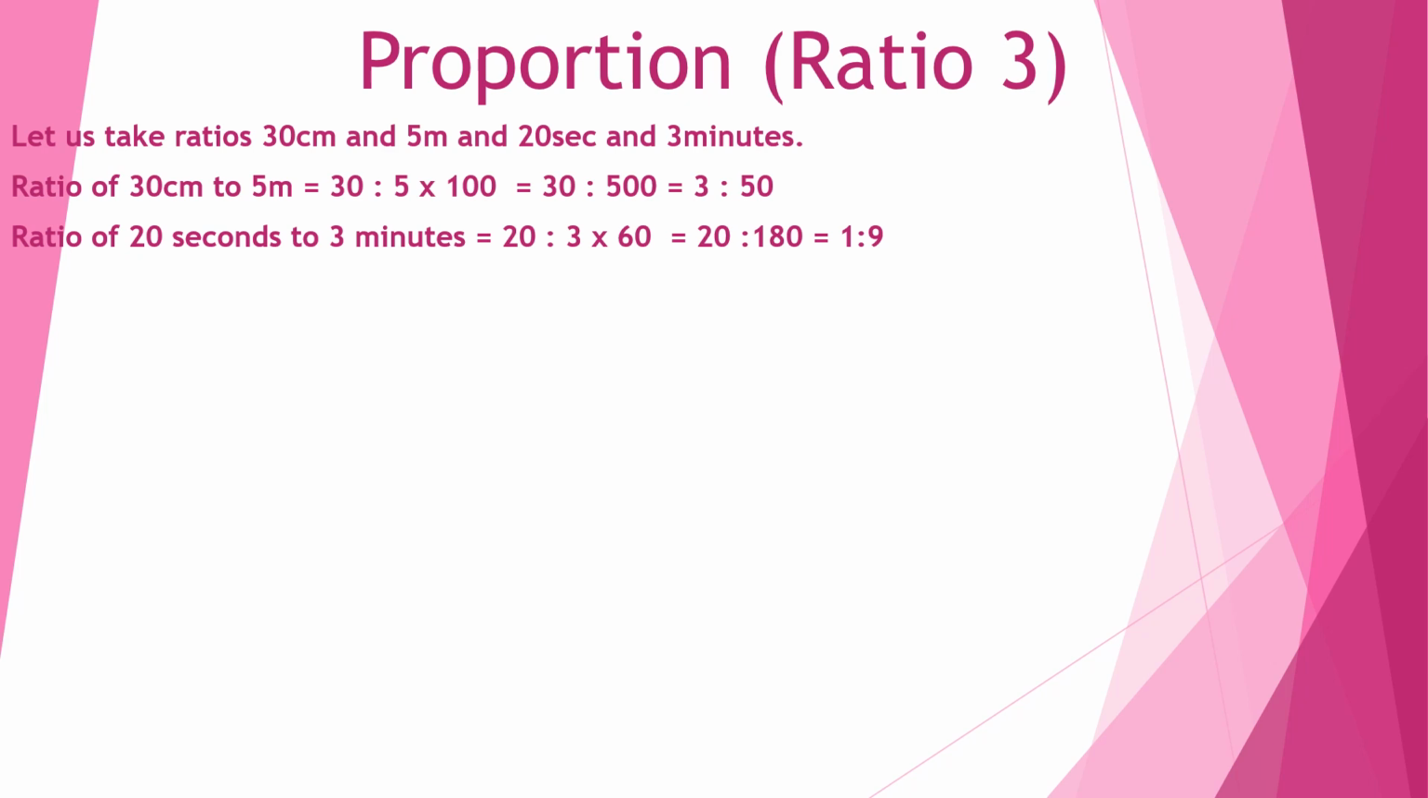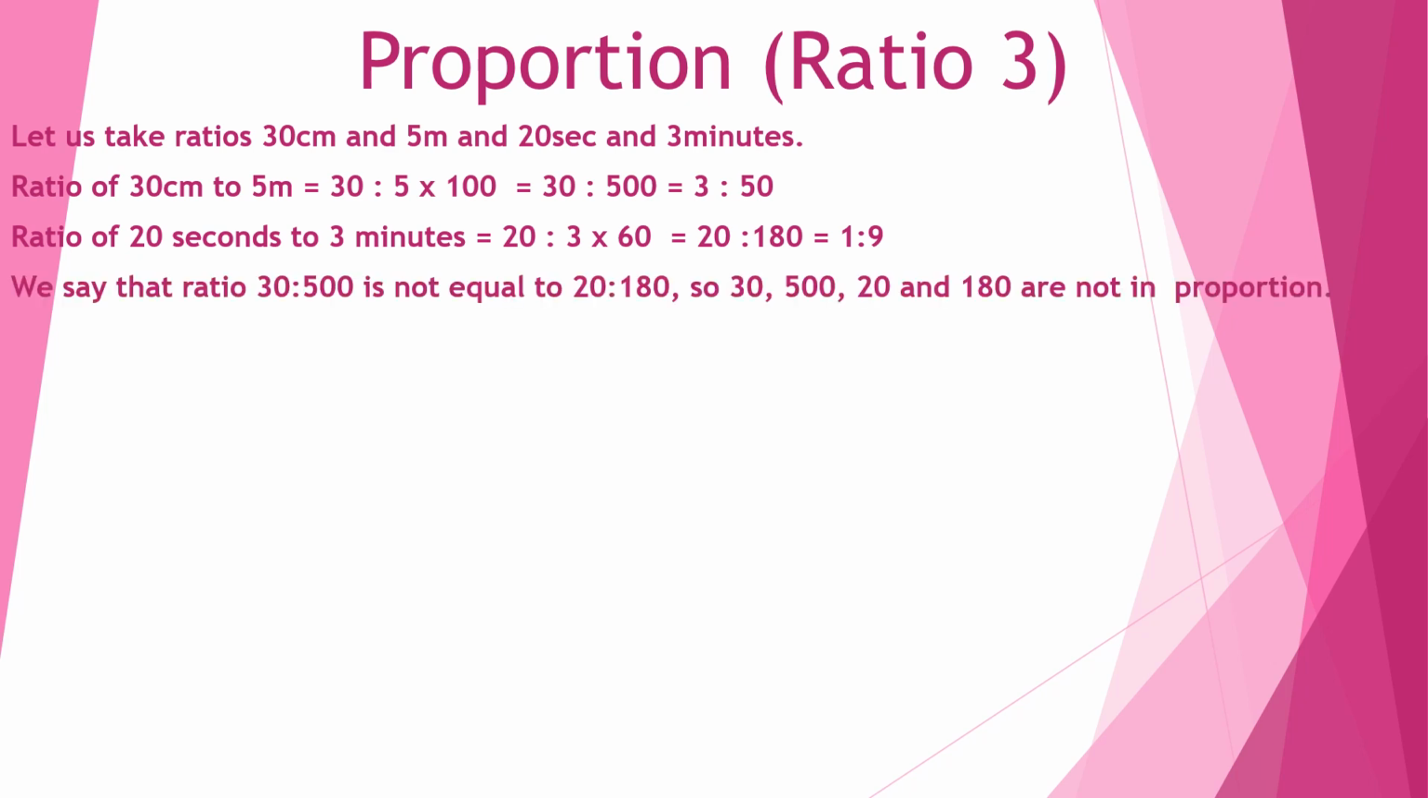Ratio of 20 seconds to 3 minutes is equal to 20:3 multiplied by 60. We've changed 3 minutes into seconds. This gives 20 is to 180, which on simplification is 1 is to 9. We say that ratio 30 is to 500 is not equal to 20 is to 180. So 30, 500, 20 and 180 are not in proportion.